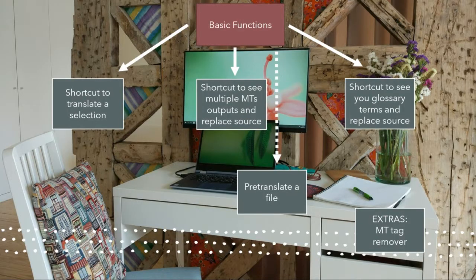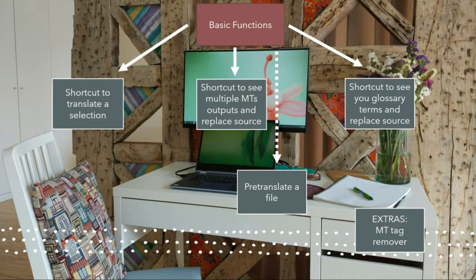So what are the basic functions that you can find in GT4T? You can use a keyboard shortcut to translate a selection with MT. You can use a keyboard shortcut to see multiple MT outputs and replace the source. Or you can use a shortcut to see your glossary terms and replace the source. But there are also other things you can do, like pre-translate a file with MT and use extras like the MT tag remover, and I have a video on that if you want to check it out.